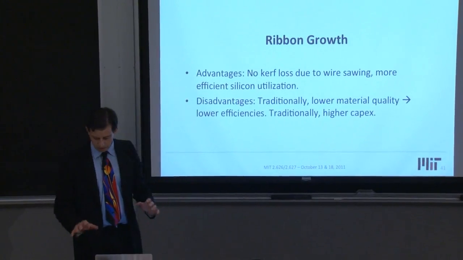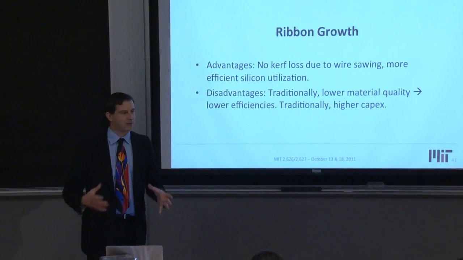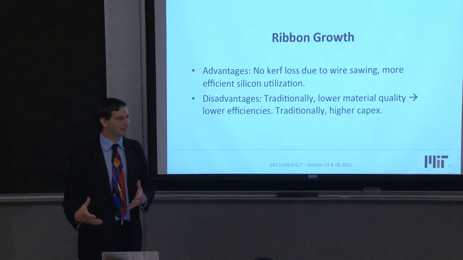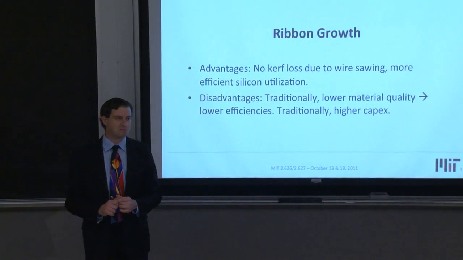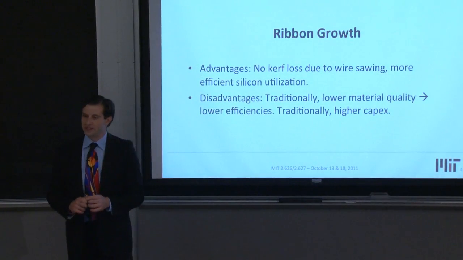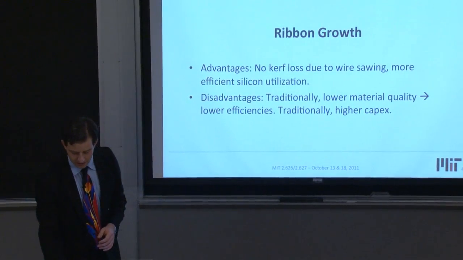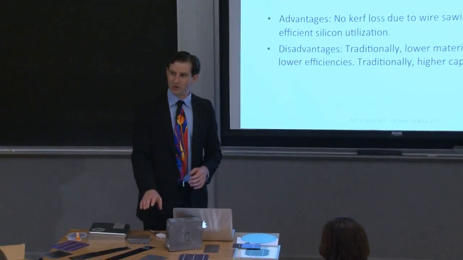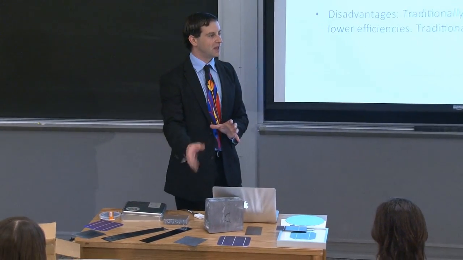And a third disadvantage traditionally in ribbon has been that the form factor or the shape of the wafer has just been different than the ingot material. Why is that important? Well, if you're trying to displace the dominant design, the wafer, you would do well to make your wafer the same size and shape as the dominant design.